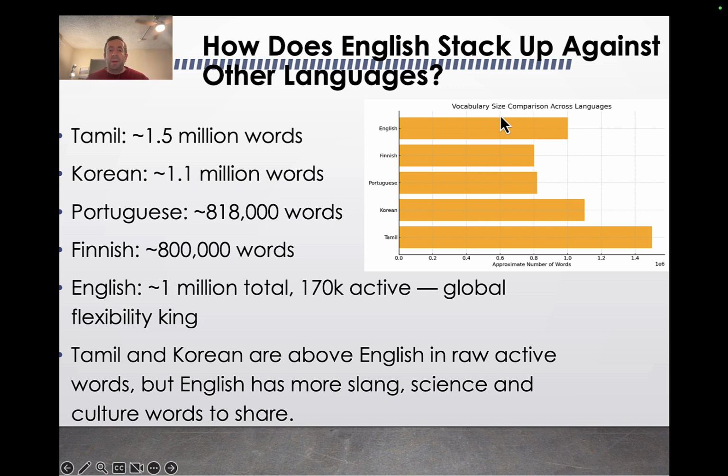So in terms of vocabulary size, English is way up there. As we mentioned earlier, 1 million total, 170,000 active words, and global flexibility king. That's how I would describe it. Very flexible, very adaptable. And again, Tamil and Korean are above English in raw active words, as I mentioned, 1.5 million, 1.1 million. But English, in my research, has more slang words, science, and culture words. And it's developing quicker in terms of the amount of words we're adding. 1,000 a day, it seems.